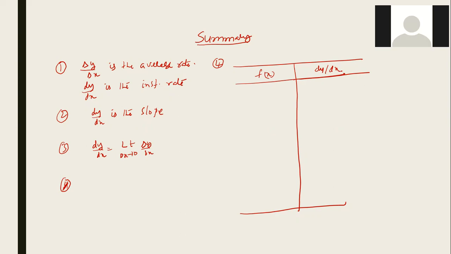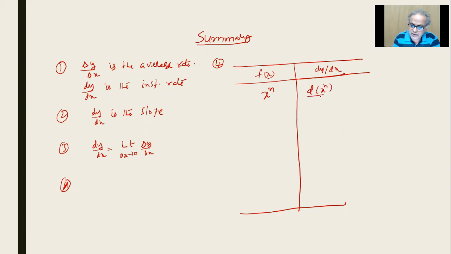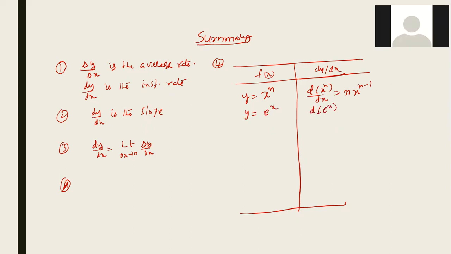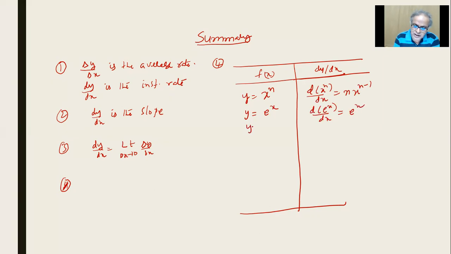Yes, sir. So f of x is x to the power n. What is the derivative, which we can write as d of x power n by dx? It is equal to n times x to the power n minus 1. And y equals e power x, the derivative is e power x. Don't look there and tell me, you should be memorizing it. y is a power x. d of a power x by dx equals a power x log a.